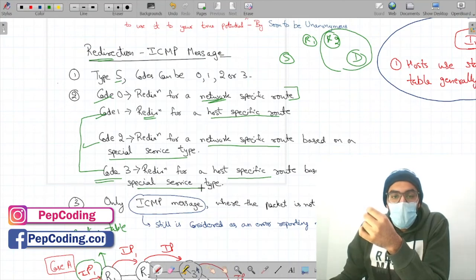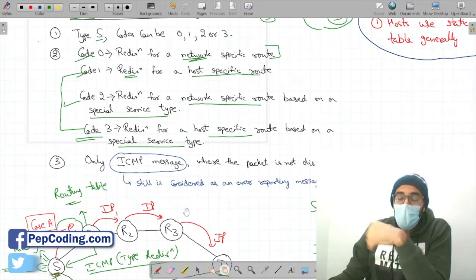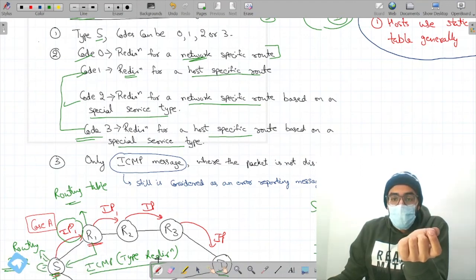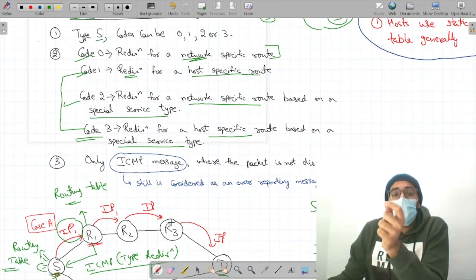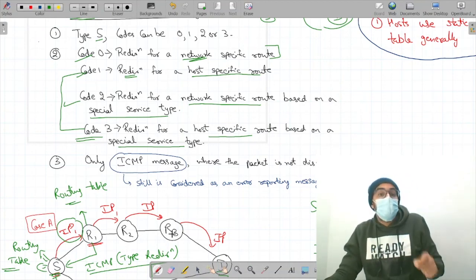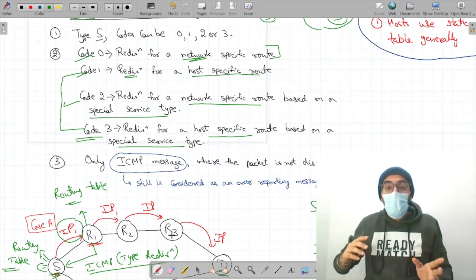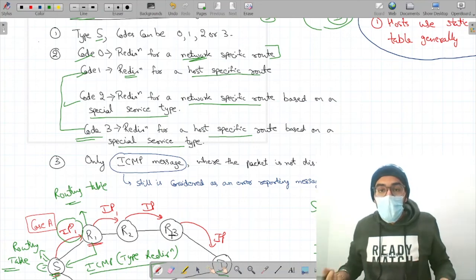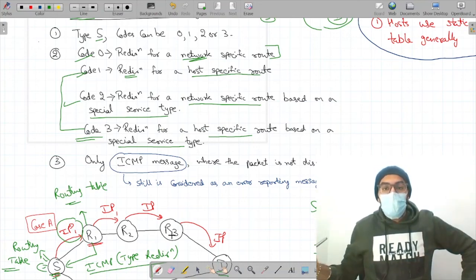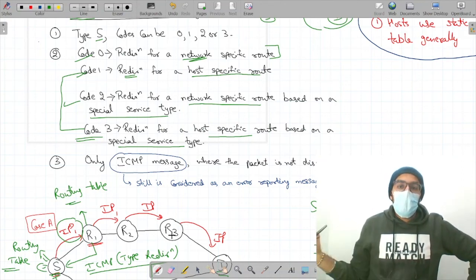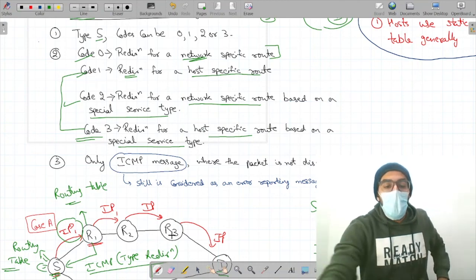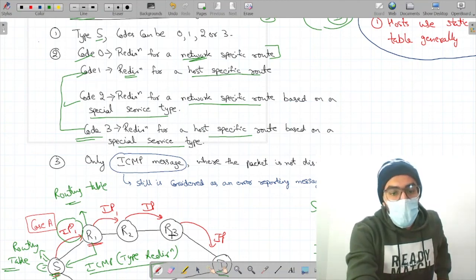Now the third point, which I have already explained to you, is that for an ICMP message where the type is redirection, the packets are not discarded. Packets are moved forward. Packets are forwarded. But an ICMP message of redirection type is sent to the sender S telling the sender S to update their routing table with a better route. I hope that this would be very clear to you.